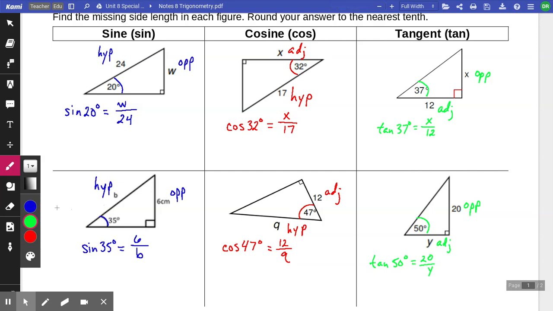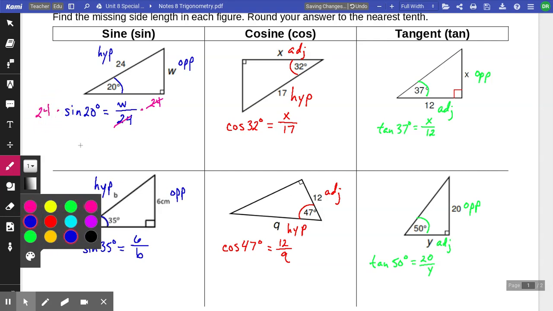If I want to solve up here for sine, notice over here I need to solve for w, and w is being divided by 24. And so all I need to do to solve for w here is multiply by 24, just like we always have. And so over here, the 24s will cancel each other. Okay, so if I'm going to multiply by 24 here, I need to multiply by 24 over here.